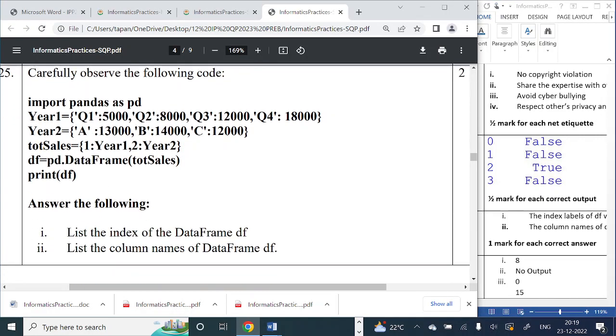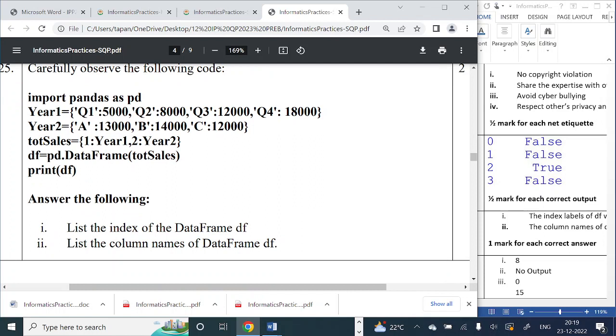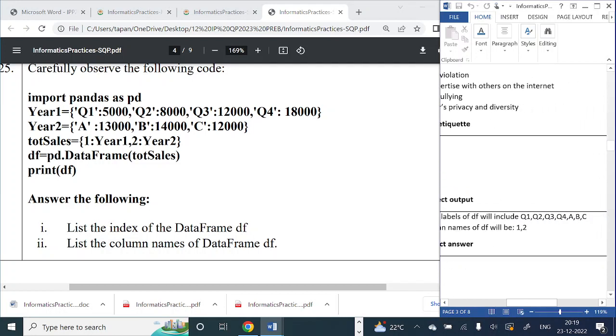Next, carefully observe the following code. Import pandas as pd, 2 dictionaries they have created. Then they have created one dictionary using those dictionaries, and they have created the data frame. Now the question is, list the index of the data frame DF. So here the index will be, it is creating from total sales. So it will be 1 and 2. Let us see here. In this they have taken all the 4 index.